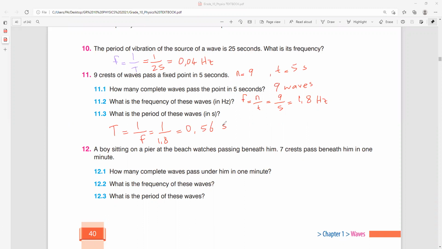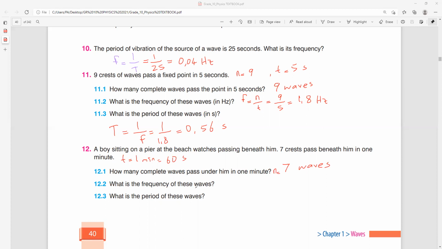Number 12. Now they said 7 crests pass in 1 minute. The number of waves, they already asked in 12.1, is 7. 7 waves. And then they are asking for frequency, but let's write our time. Time equals 1 minute. 1 minute is 60 seconds. So if you have 60 seconds, what's your frequency? Just use the same method, please. N is given, N is 7, and time is 60. Can you please get frequency and period? Frequency and period, please calculate.